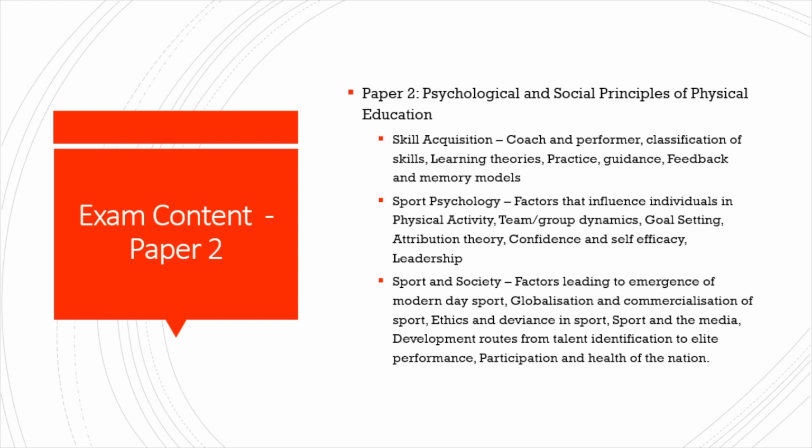In paper 2, which is the psychological and social principles, a lot of it again crosses over with other subjects, obviously psychology, but also aspects of sociology, society and the history of sport. This paper is split into 3 sections. You have skill acquisition, where you talk about skills as a coach and a performer, not just skills that people pick up: the classification of these skills, learning theories, practices, guidance, feedback, and memory models. So some of the psychological based factors there.